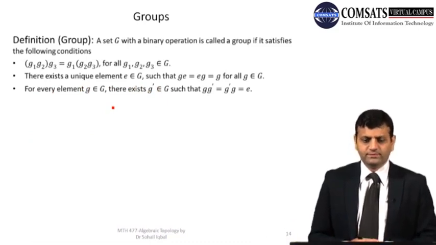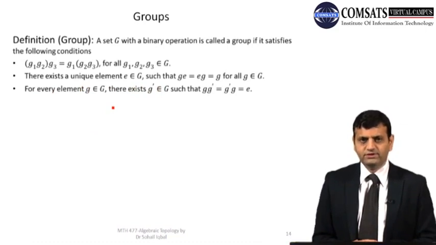So what is a group? A group is a set with a binary operation satisfying the following conditions. The number one condition is also called the associative law.